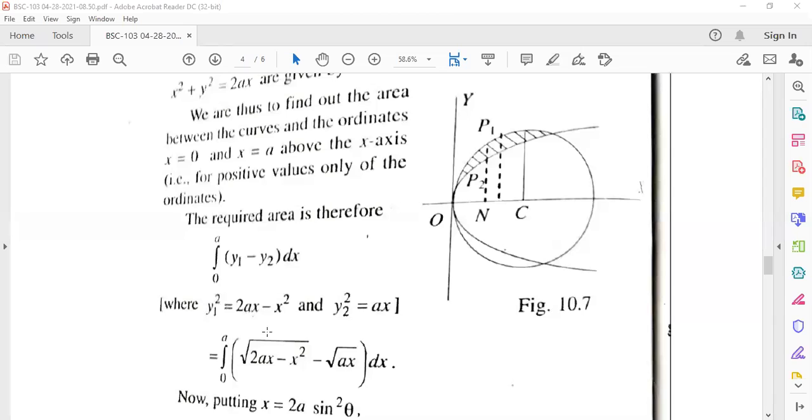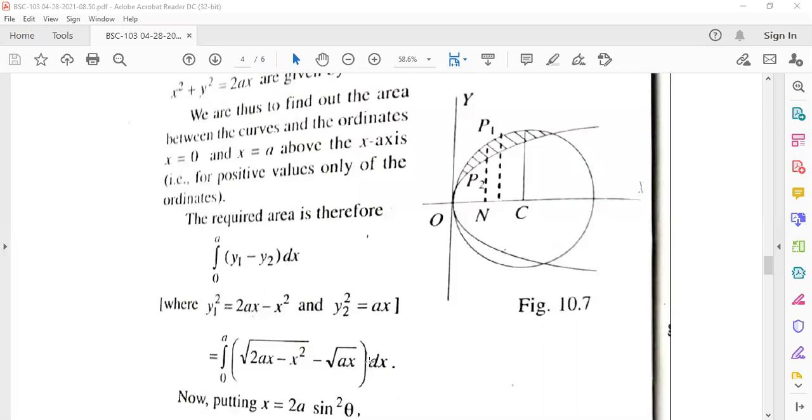This one from the circle and this one from the parabola. Is this understood? That's why we are taking y1 minus y2. y1 is the curved circle, y2 is the curved parabola. So we take the difference between these, that is the shaded area. This y1 will be coming from the circle, y2 will be coming from the parabola.